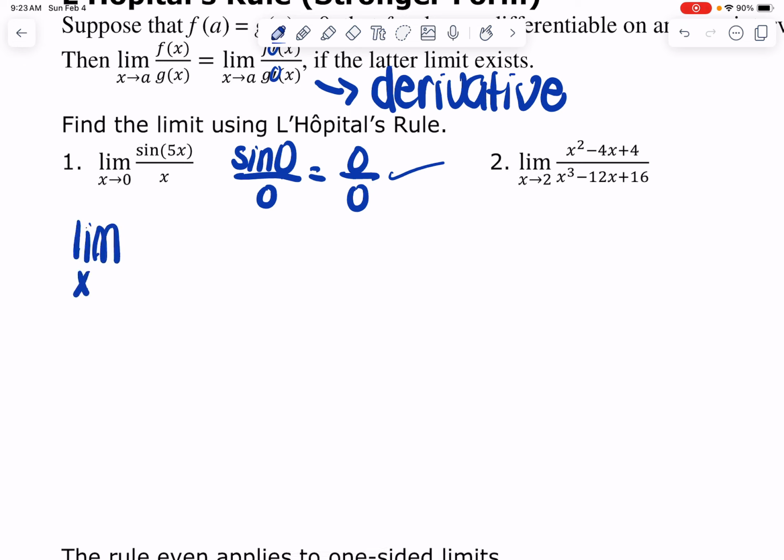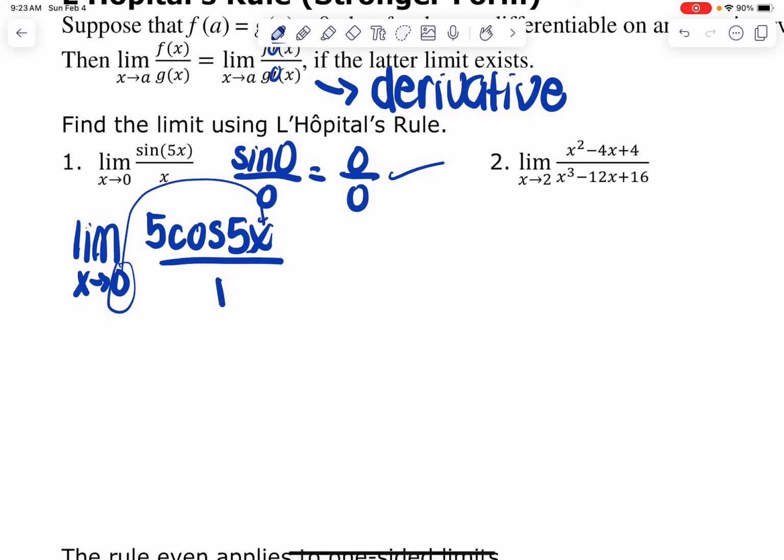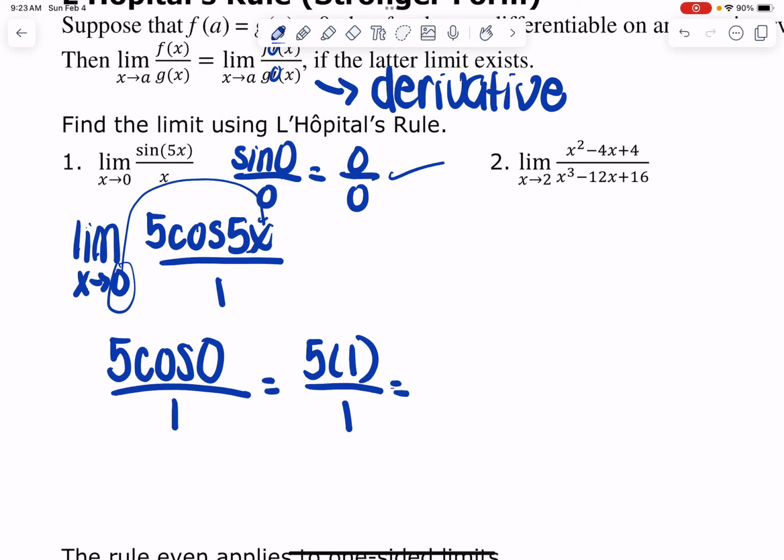In other words, what I would do is take the derivative. The derivative of just the top would use the chain rule, so you would have 5 cosine of 5x. And on the bottom, the derivative of x is just 1. Then I can take 0 and plug it in for every x I see. I would get 5 cosine of 0 over 1. Cosine of 0 is just 1, so it's really 5 times 1 over 1. Your final answer would be 5, and that would be your limit as x approaches 0.